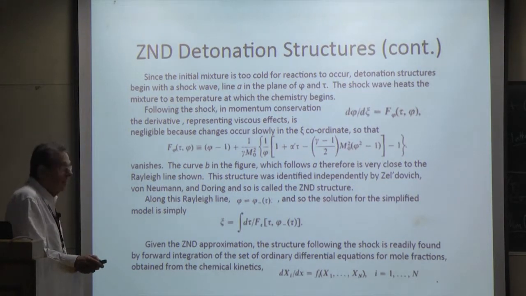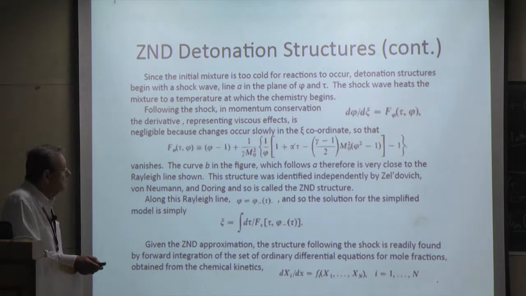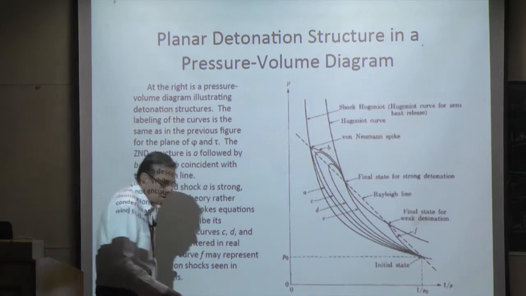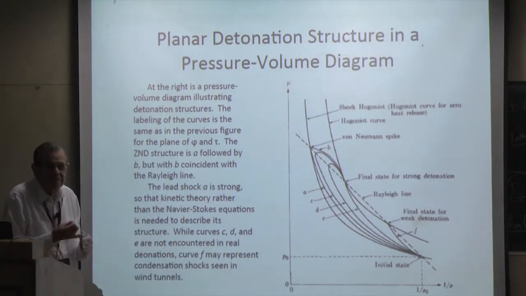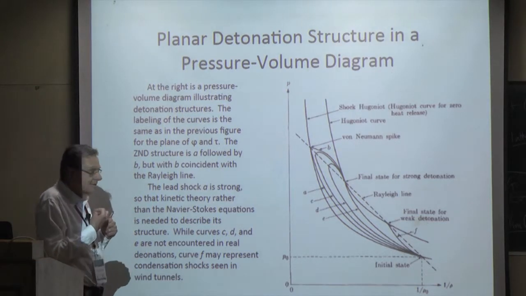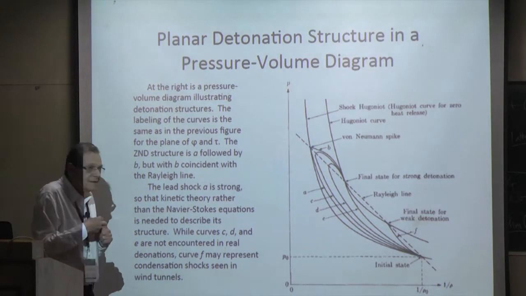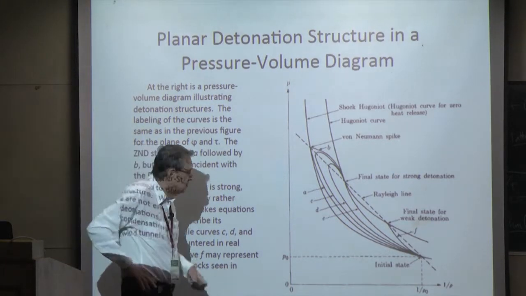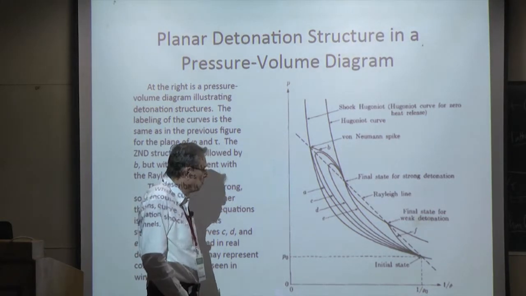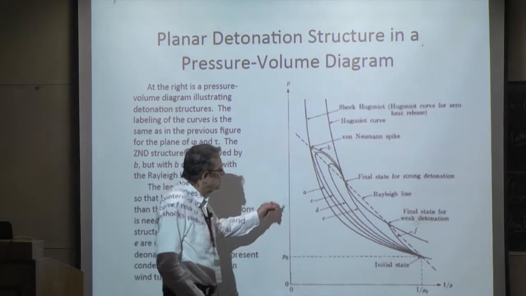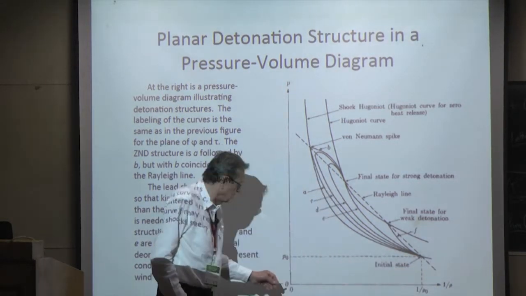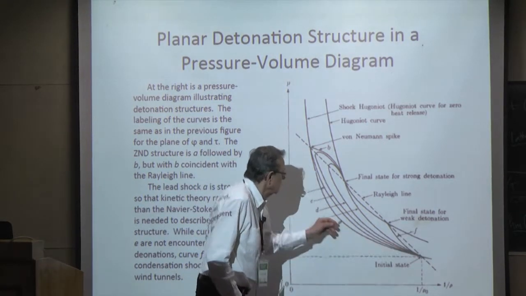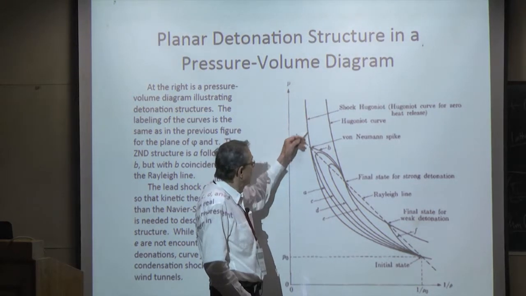So long as you adopt the ZND, Zeldovich-Neumann-Döring structure. It's called ZND because Zeldovich did it first in Russia, and then Neumann in Princeton did it second, and Döring in Germany did it third during the Second World War period. These structures are shown in the pressure-volume diagram, and this line here is the shock Hugoniot.